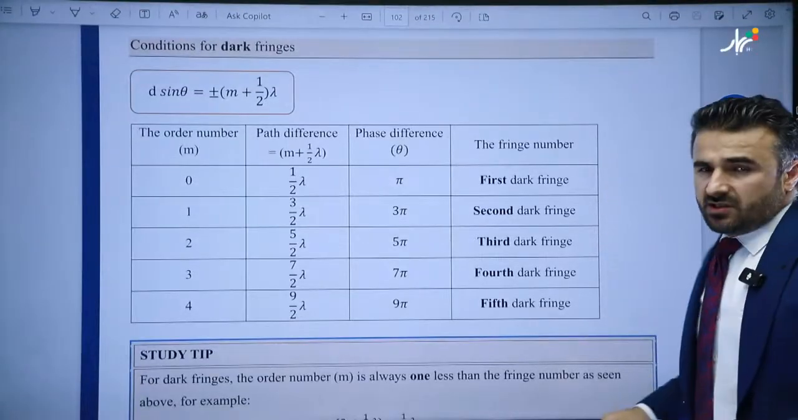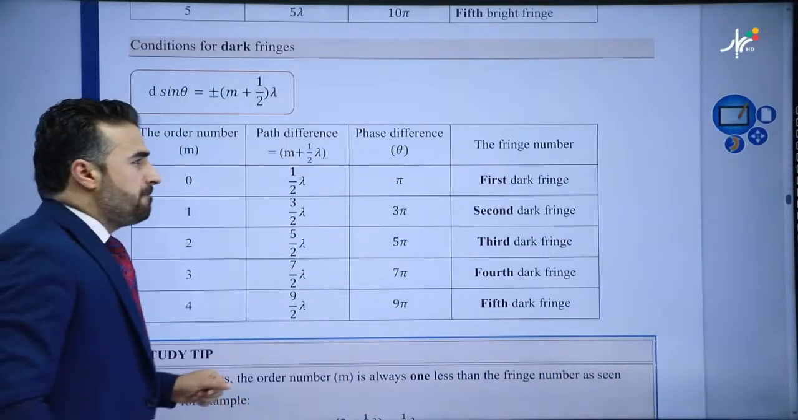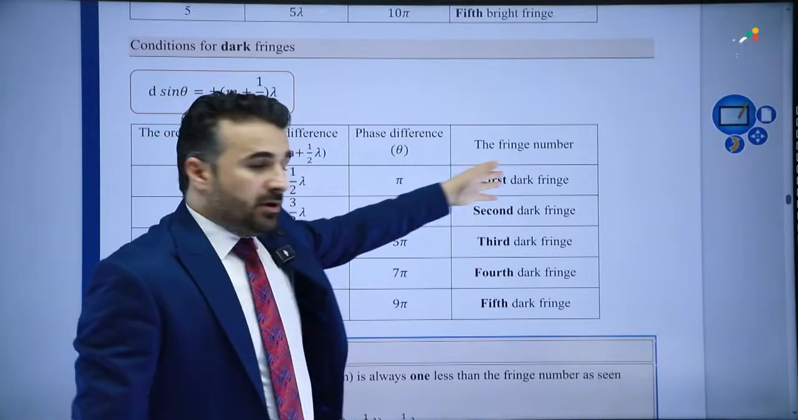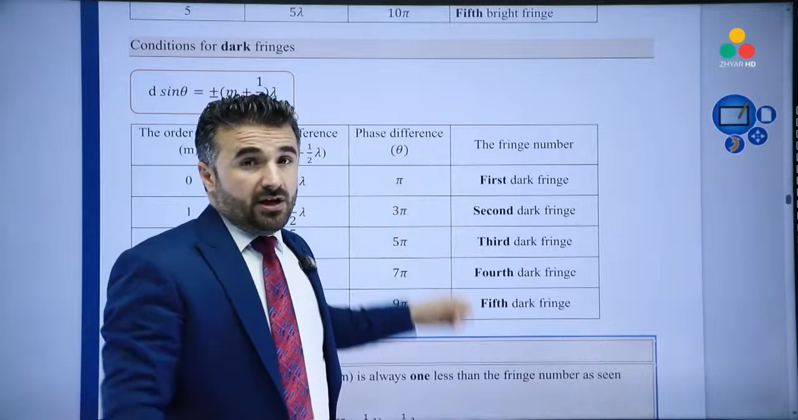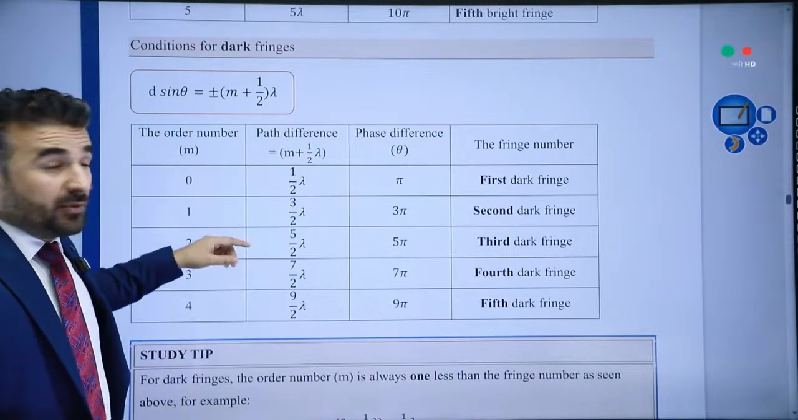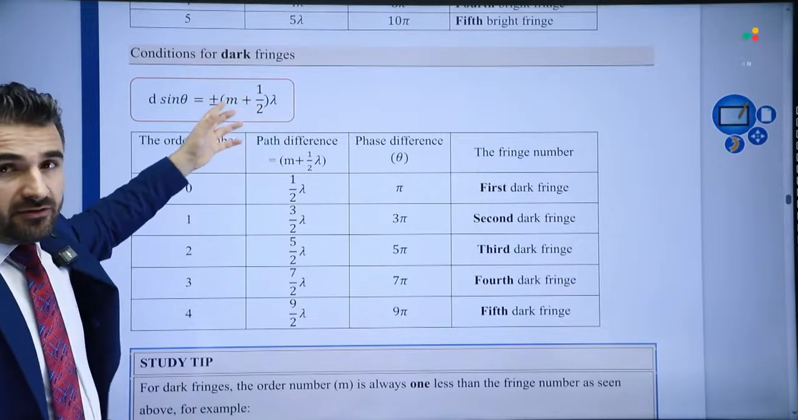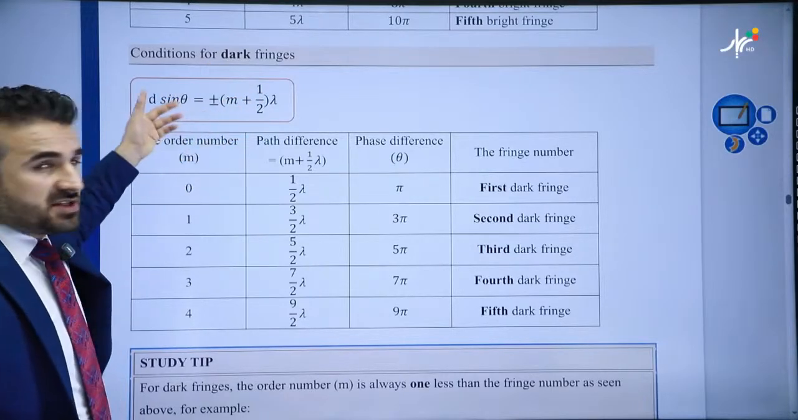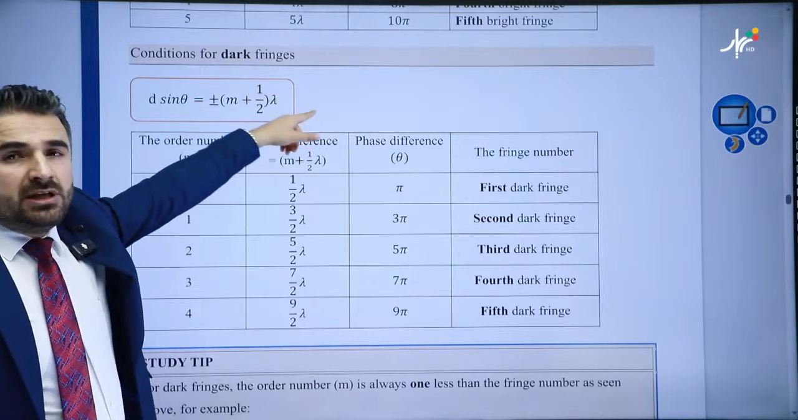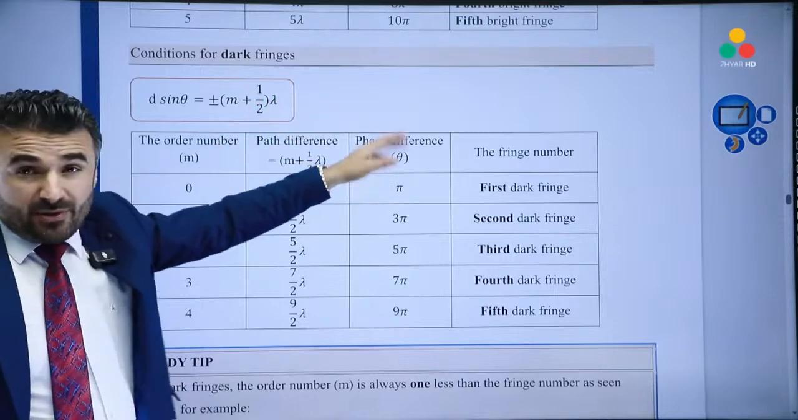What about the conditions of the dark fringe? You have to be a bit careful here, because like we've mentioned, there is a difference between the number of fringes and the m, or the order number. The equation for dark fringes is d sine theta, that's the path difference, equal to (m plus 1/2) lambda, plus or minus, of course, that's both up and down.